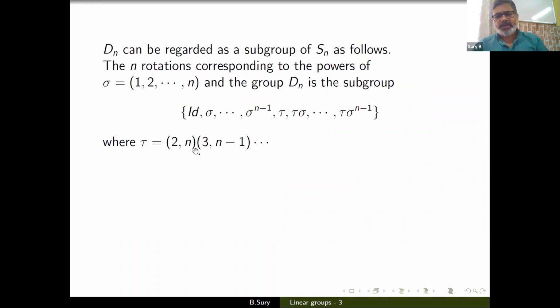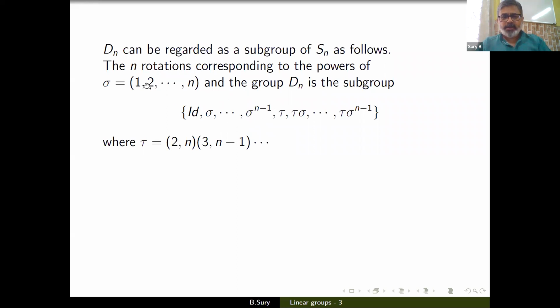But I am writing it here also as permutations: 1, 2 to n, this n-cycle, that is one thing, rotating all these vertices, and then reflections like this. Together, they don't commute. Rotation and reflection don't commute. That is why you get this kind of thing, sigma, tau, sigma. So there are 2n elements like it: identity, sigma, up to sigma power n minus 1.